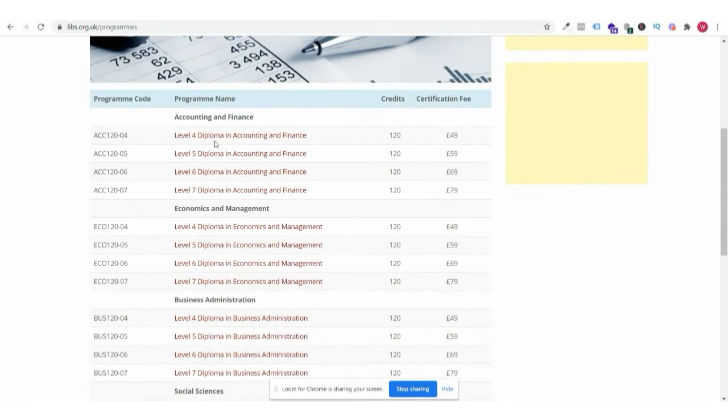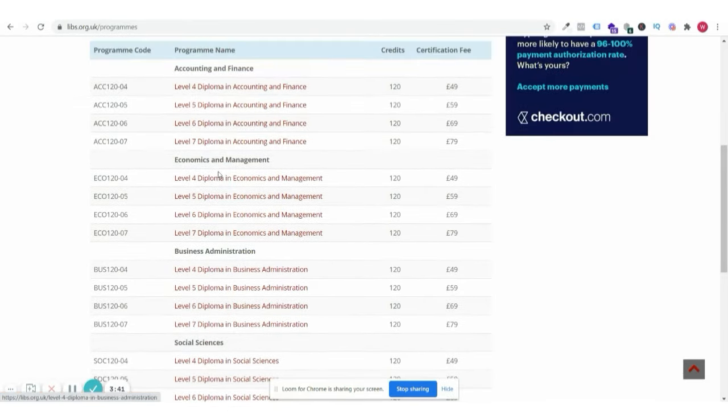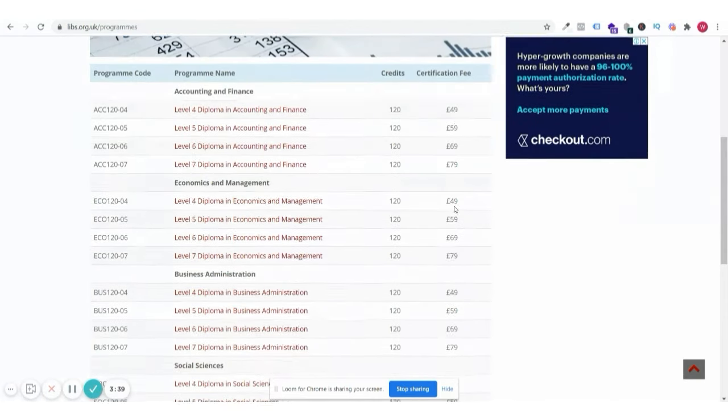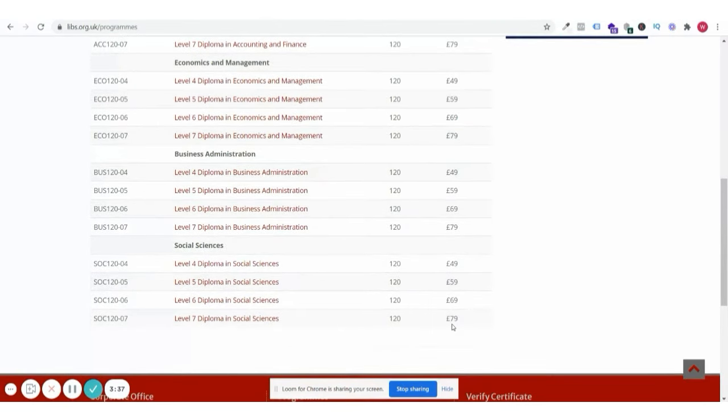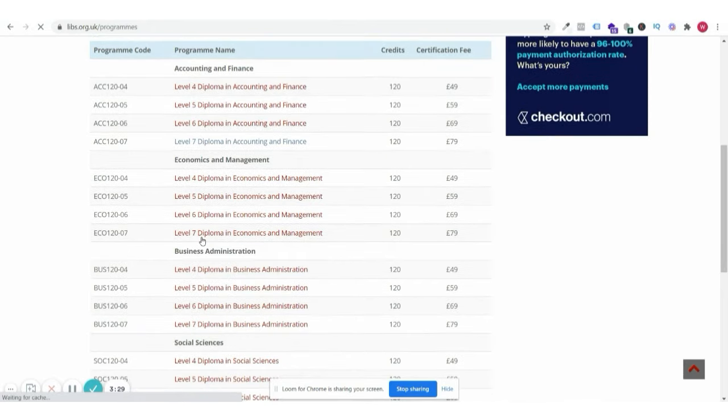So here you see the programs they have, and the highest amount you have to pay is I think about £79, which is about $105. You need about 120, you're having about 120 credit load.